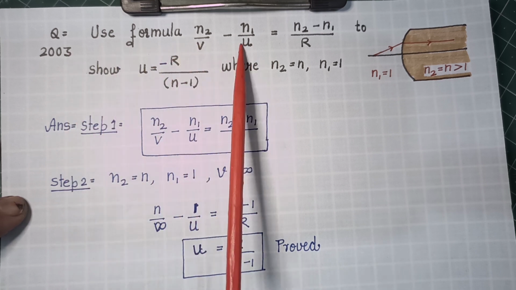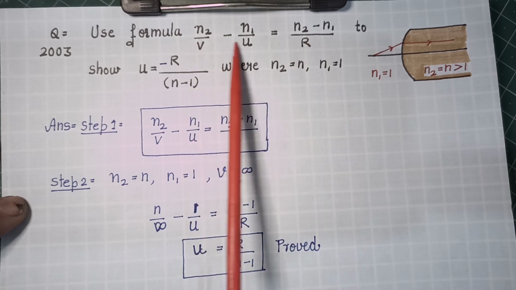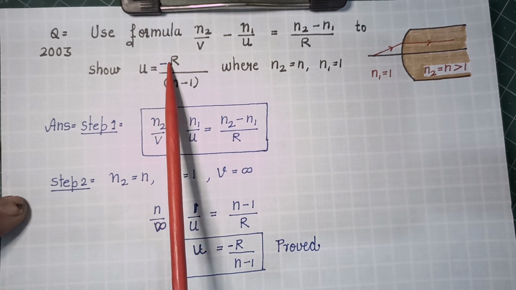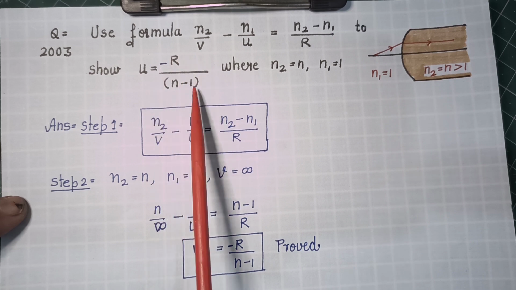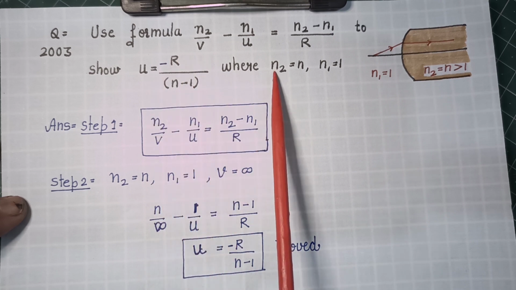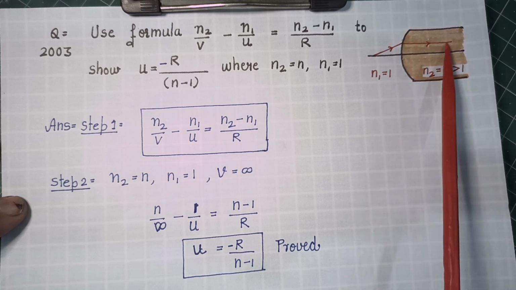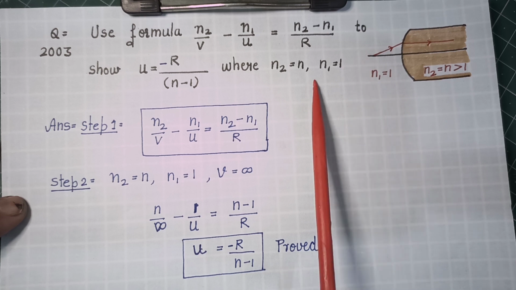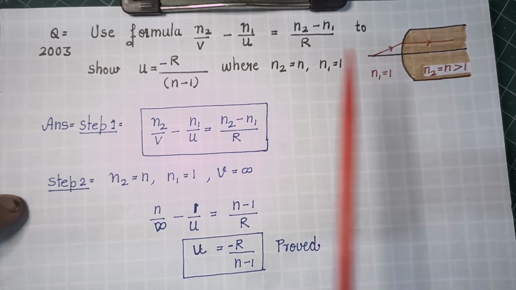Use the formula for refraction through a single curved surface, and show that in this case u is equal to minus r upon n minus 1, where n2, that is the refracting medium, is n, and the surrounding medium is air, that is n1 is 1. So it's very simple.